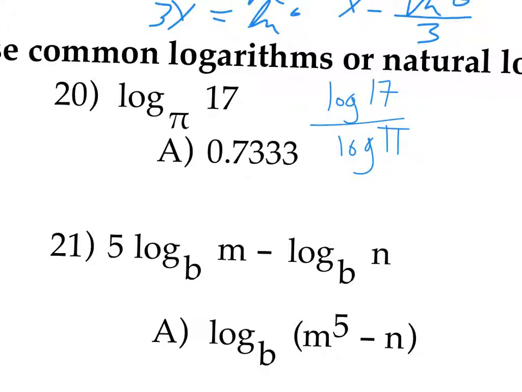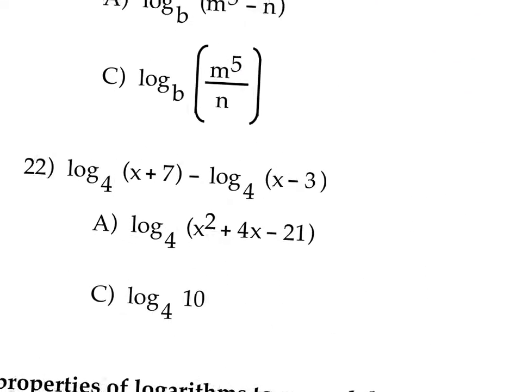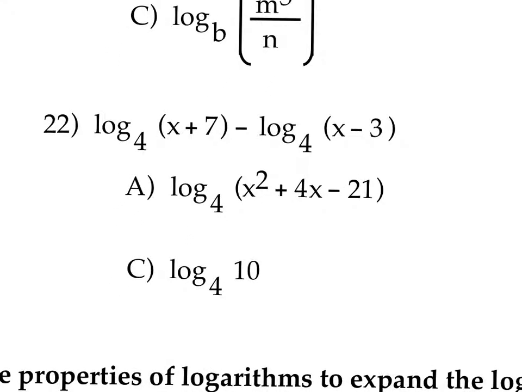For number 21, we've got to do some combination of logs. We're condensing. Log base b, these things are being subtracted, so the positives go on top. That's going to be m, pull that 5 from the front up to the top as well, and then n in the bottom. For number 22, we are condensing with some division, and as we do that, we end up getting log base 4 of a fraction with x plus 7 on top and x minus 3 on the bottom.